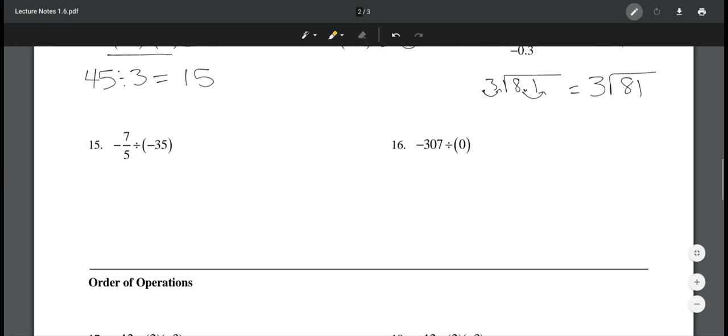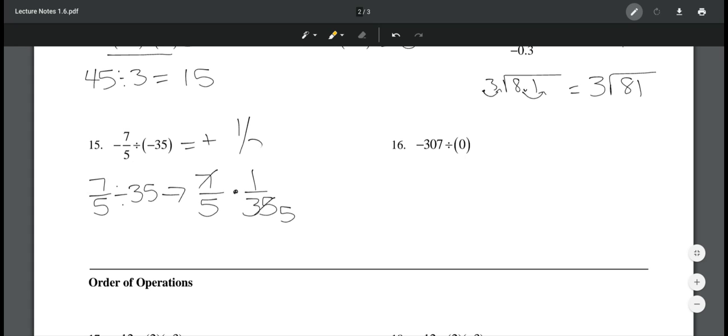In number 15, our outcome is going to be positive. And the reason it is going to be positive is because you have a negative divided by a negative. They have the same sign. So I have 7 over 5 divided by 35, which means I'm going to rewrite it using my division rule as 7 over 5 times the reciprocal of 35, which is 1 over 35. 7 goes into 35 5 times, so my final outcome is positive 1 over 25.